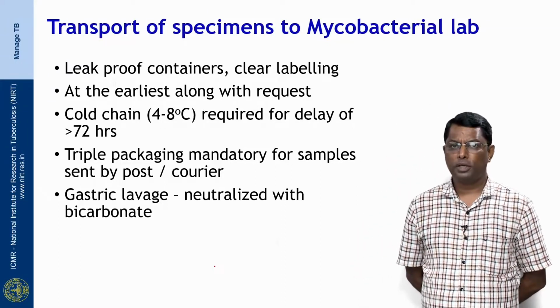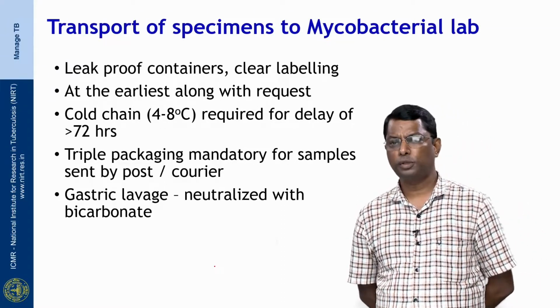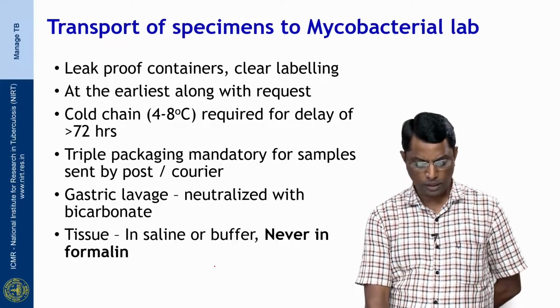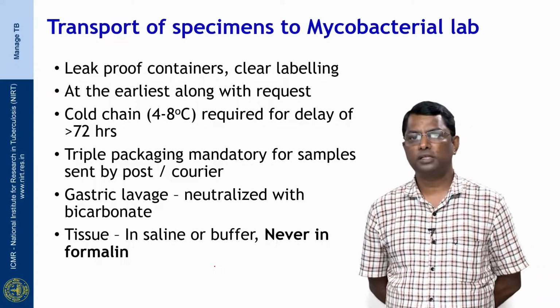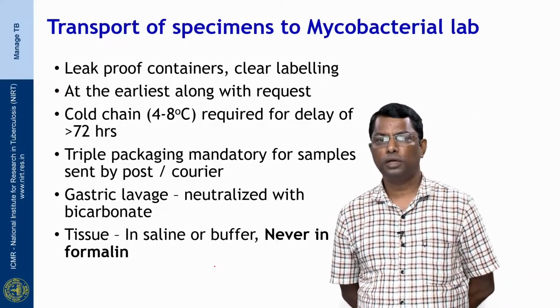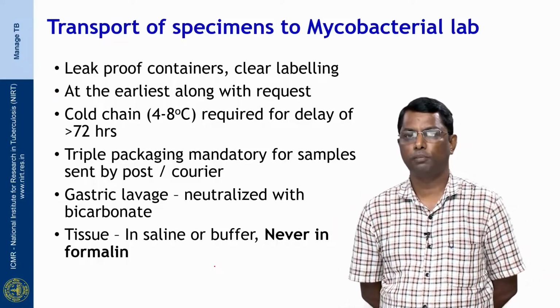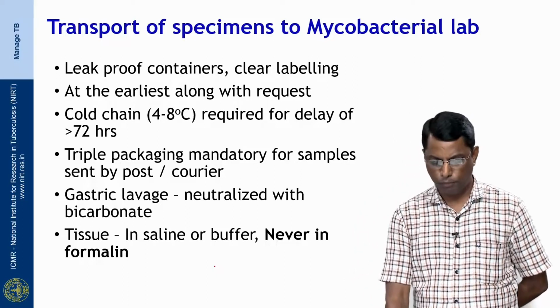Before transporting, gastric lavage which has been collected has to be neutralized using bicarbonates. If a tissue sample in case of extrapulmonary tuberculosis is transported, it should be transported in saline or buffer and never in formalin.